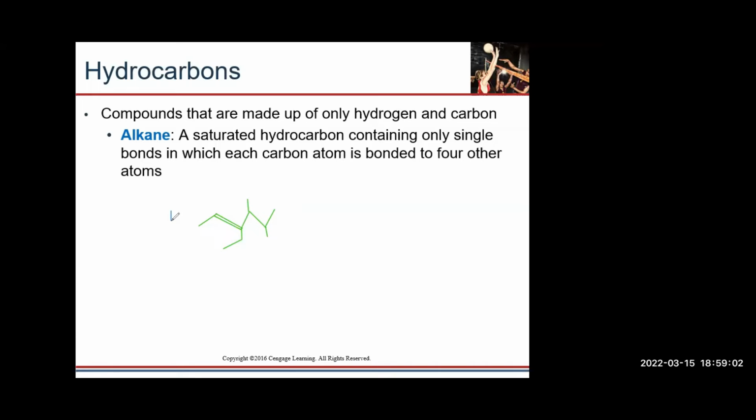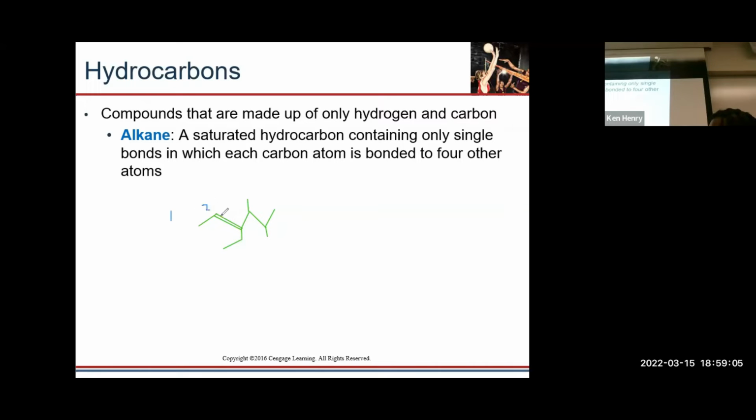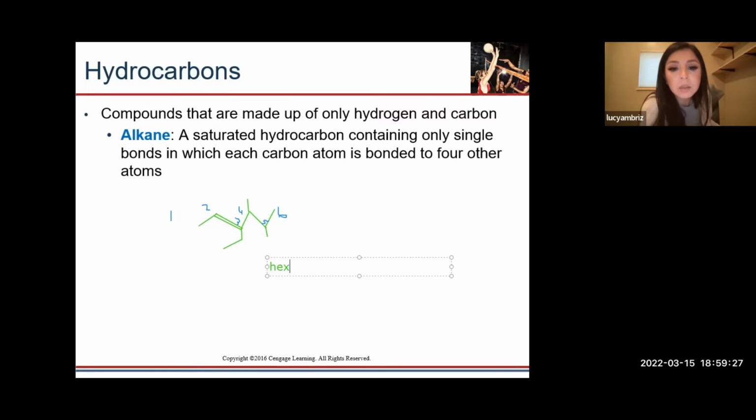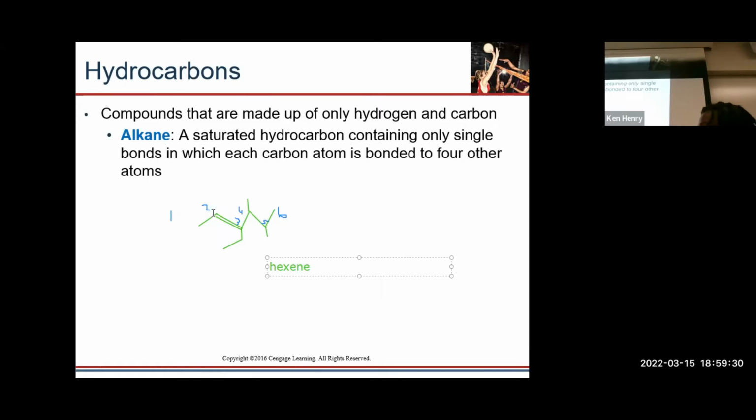So that's 1, 2, 3, 4, 5, 6. Okay, longest chain. What is the prefix for it? Hexane. But it'll be hexene because it's double, since there's a double bond, okay? And where is that double bond located at? 2. So it's 2-hexene.